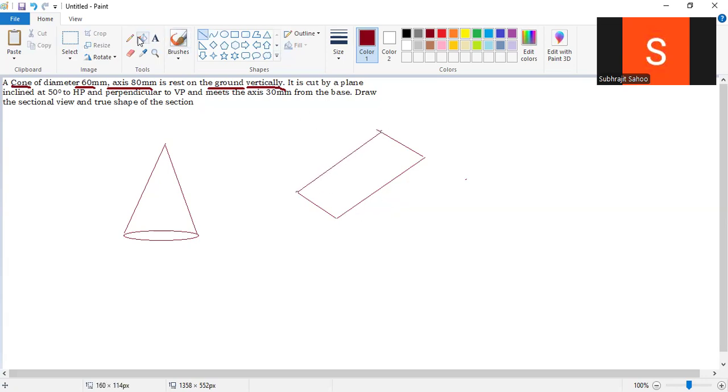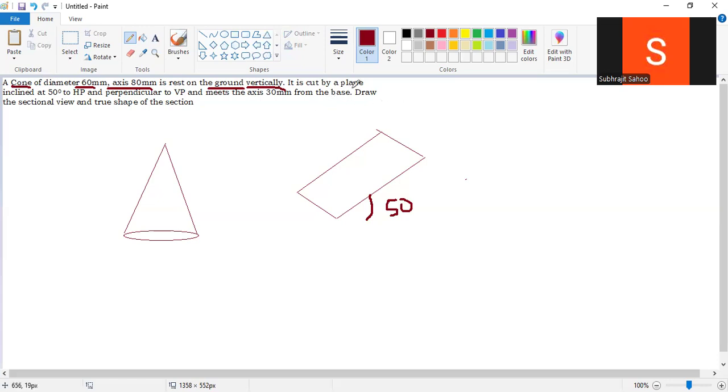So what is the angle here? This angle is 50 degree. So this is the cutting plane. With the help of the cutting plane, I will cut this cone. Suppose you assume this is a knife. The knife is inclined at 50 degree, and through that knife I will cut the cone. So where will I cut the cone? Observe, read the next question.